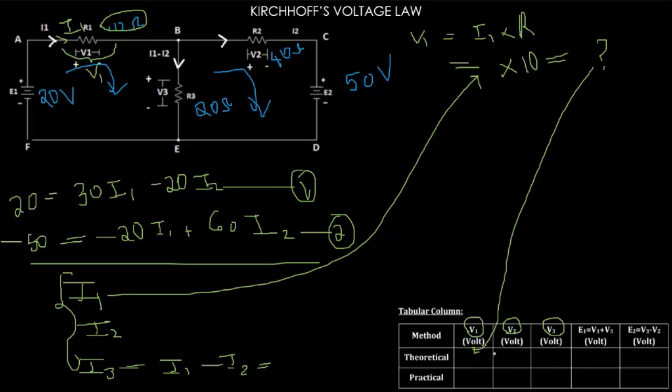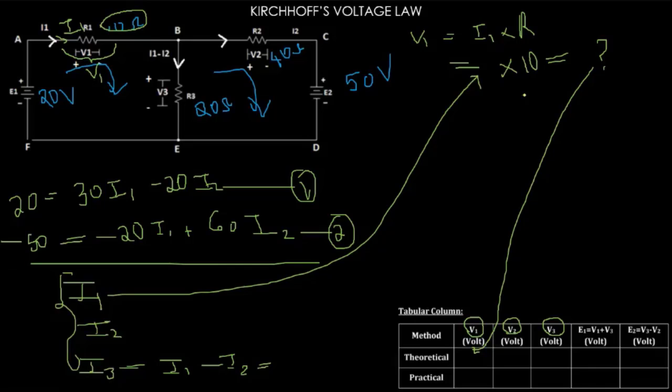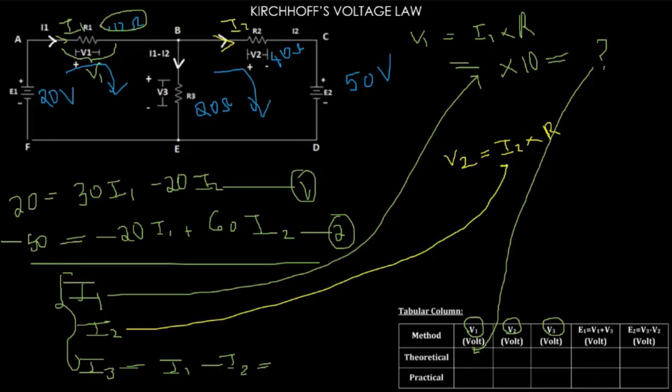Then similarly for V2, take V2 equivalent to I2 into R. Here I2 is the current flowing here. This is the I2 current. So substitute the I2 current from here and the resistance is nothing but the 40 ohm.